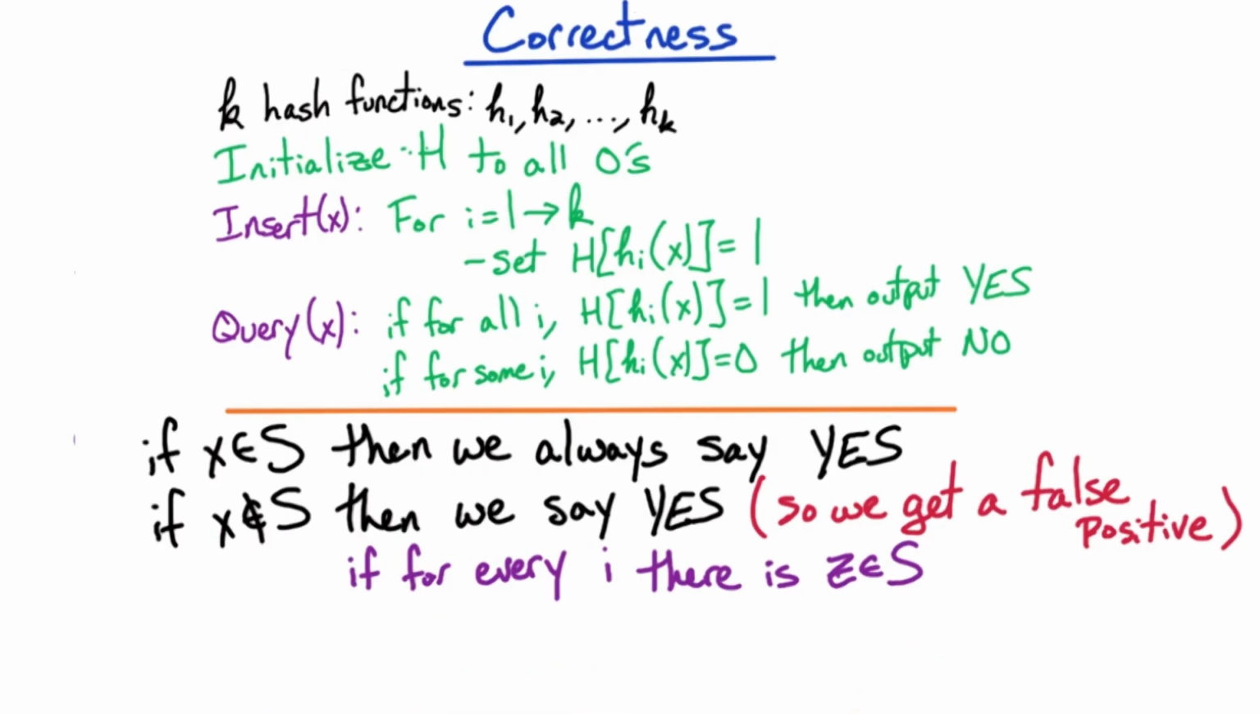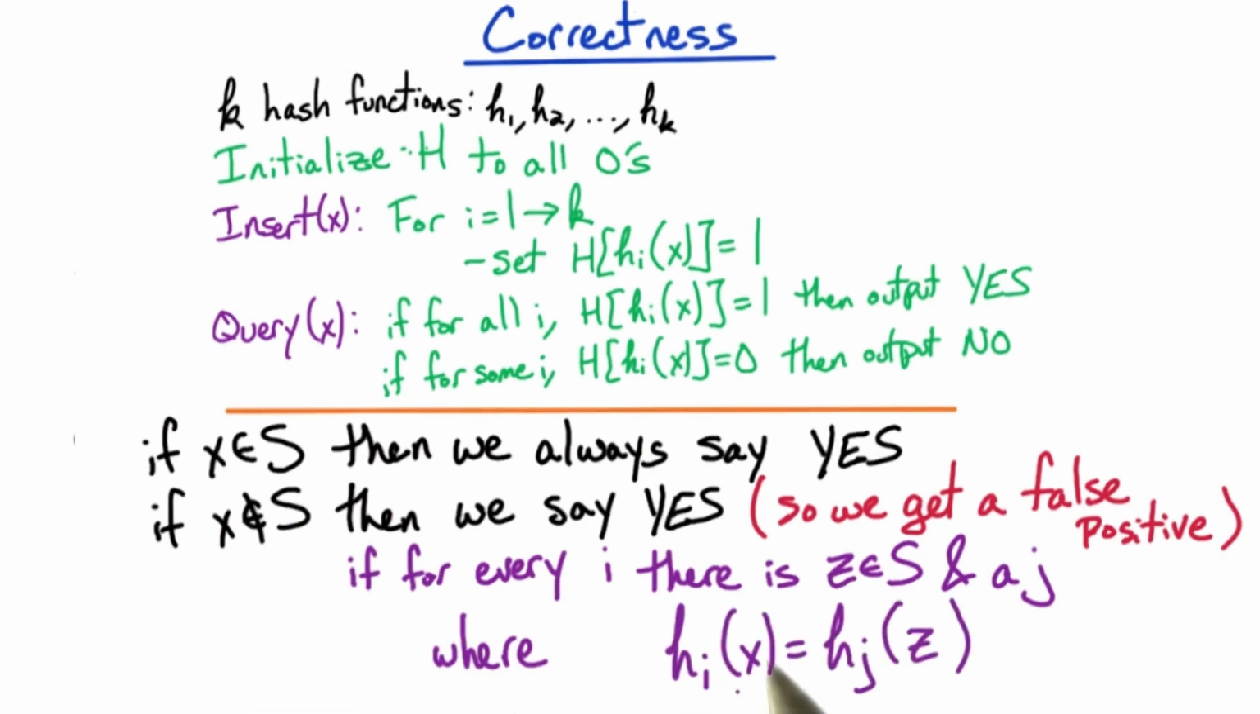Which of the k bits for z? Let's say the jth bit for z. So the jth bit for z matches the ith bit for x. In other words, hi of x, this is the ith bit for x, matches the jth bit of z. So hi of x equals hj of z. This means that when we did the insert of z, we set this bit, which matches the ith bit of x, to 1. And if this is true for every bit of x, so all of the k bits of x are set to 1 by some other insertion, then we're going to get a false positive on x.